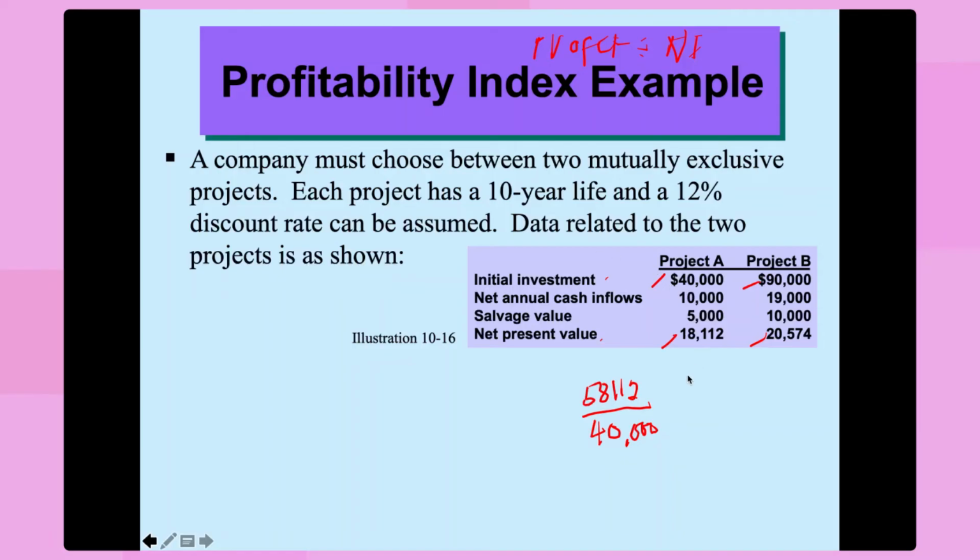Meaning this is 100. So 90 plus 574, this is 110,574. You divide it by 90,000. Where does this come from? Just adding 20 and 90. All right, so later, that's basically now your net present value.